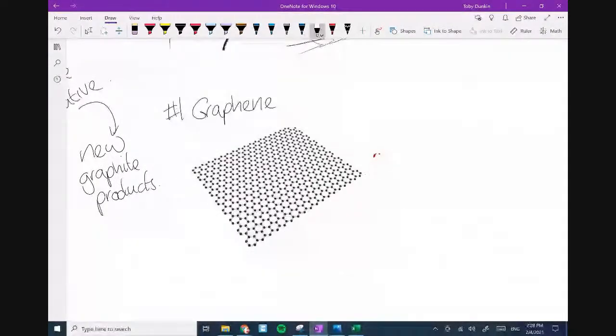Yeah. So graphene, super cool. A single layer of graphite. It has still got an incredibly high melting point.